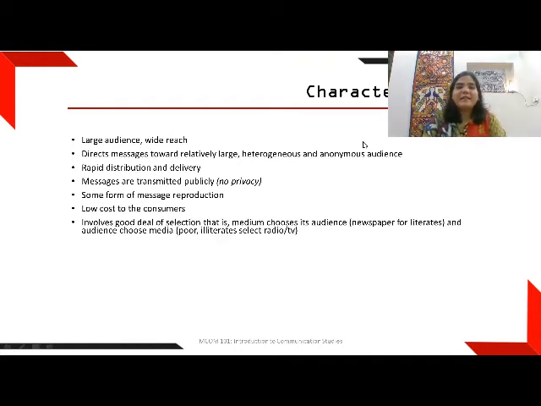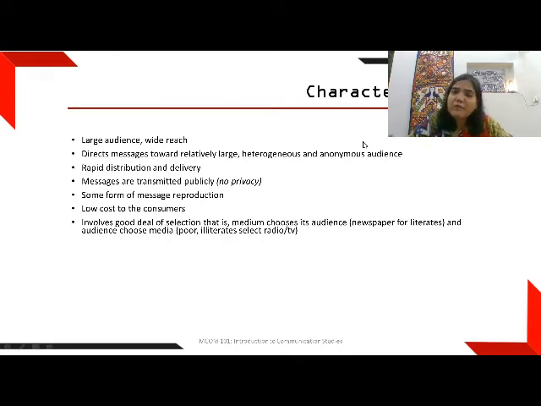Then another characteristic is that mass communication involves a good deal of selection. That is, the medium chooses its audience and the audience chooses the medium, which means whichever medium you use to deliver your message, it will choose its audience naturally. For example, illiterate people cannot read a newspaper. Somebody can read it out to them, but they cannot read it.